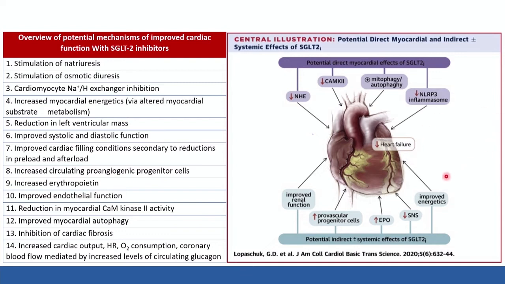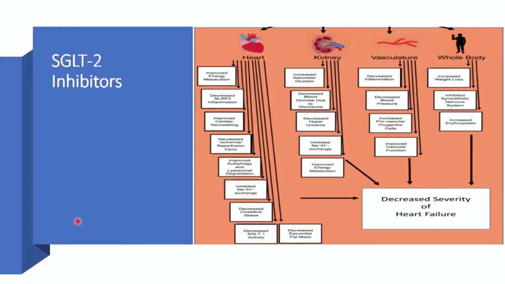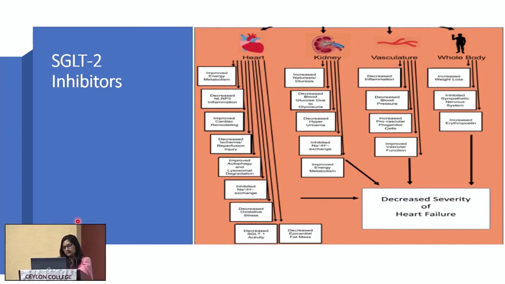Now, because of this molecule, it will improve the endothelial function of the heart, it will also improve myocardial autophagy, as well as inhibit cardiac fibrosis. Now, because of all these effects, the indirect effects as well as the direct effects on the heart, finally the SGLT2 inhibitors decrease the severity of heart failure.